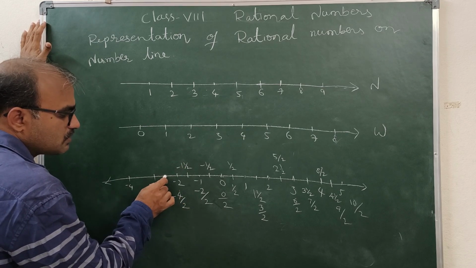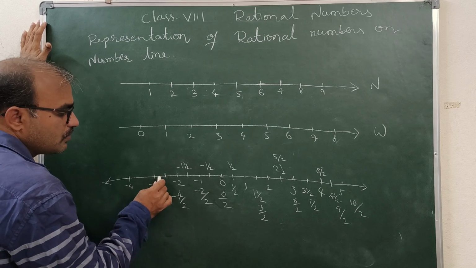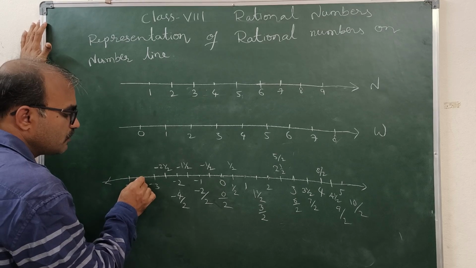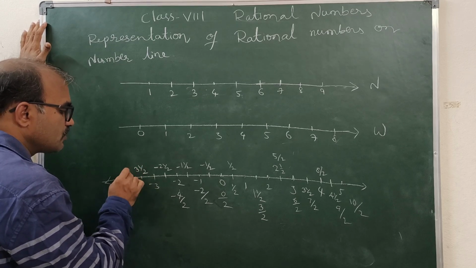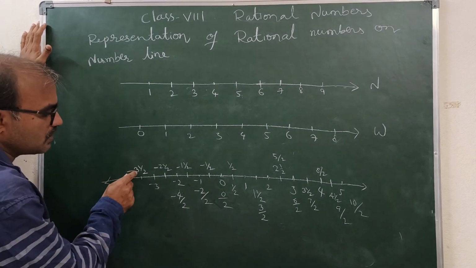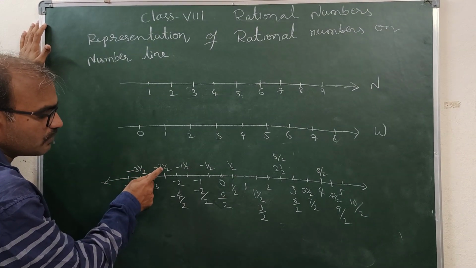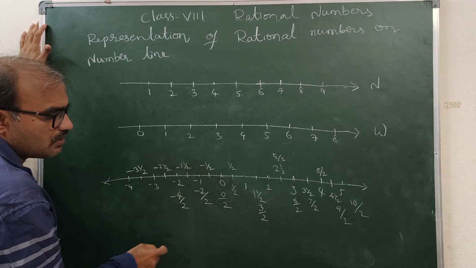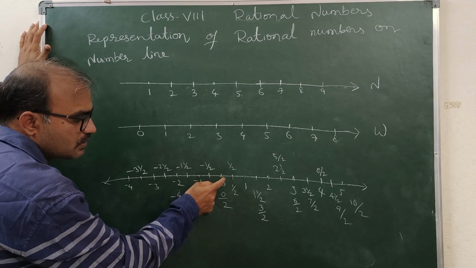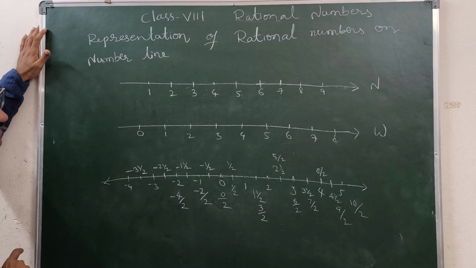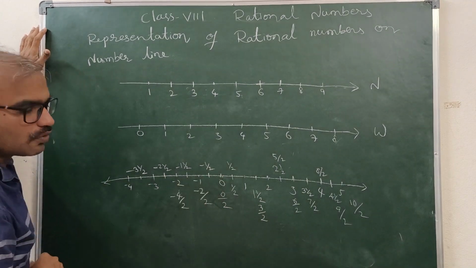Between minus 2 and minus 3 there will be minus 2 and a half. Between minus 3 and minus 4 there will be minus 3 and a half, but you should write the minus symbol. Also remember that minus 3 and a half is smaller than minus 2 and a half. Minus 2 and a half is smaller than minus 1 and a half. Minus 1 and a half is less than minus half. Minus half is less than 0. In that way you have to divide the number line into parts.